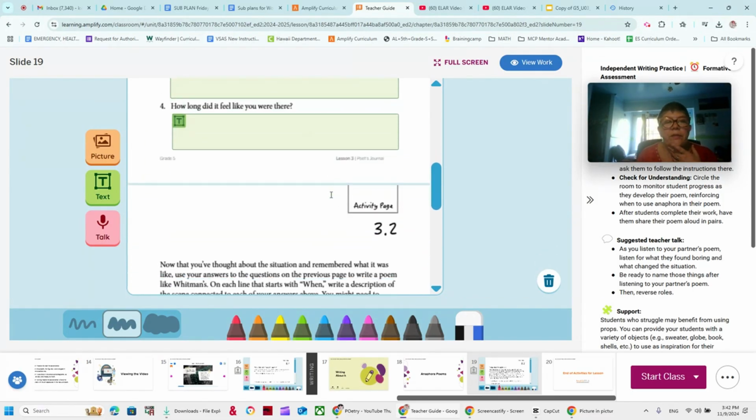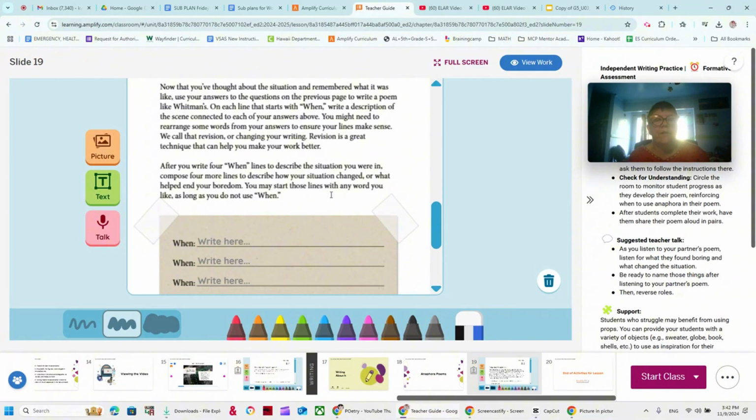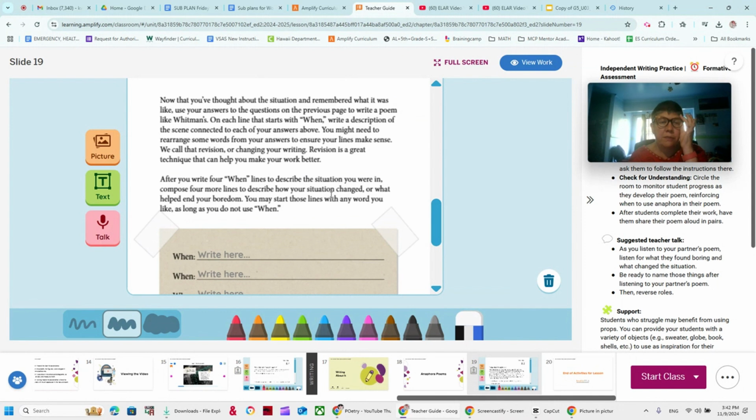So now that you have all those parts done, you're going to come back to the next part. Now that you've thought about the situation and remembered what it was like, use your answers to the question on the previous page to write a poem like Whitman's. On each line that starts with when, the when is already there for you, right? Write a description of the scene connected to each of your answers above. You might need to rearrange some words from your answers to ensure the lines make sense. We call that revision or changing your writing. Revision is a great technique that can help you make your writing better.